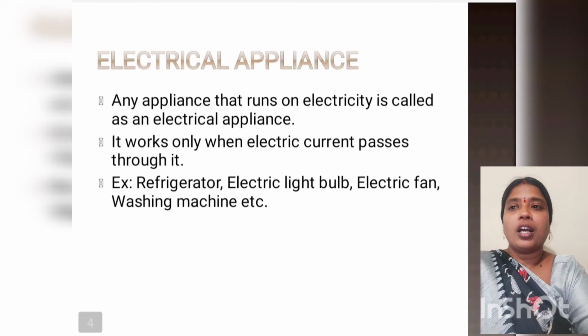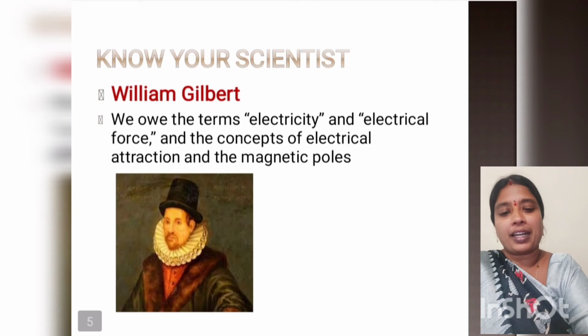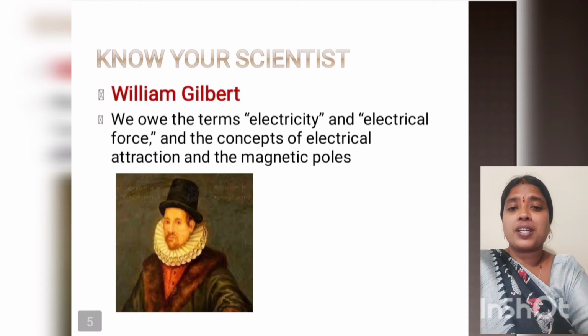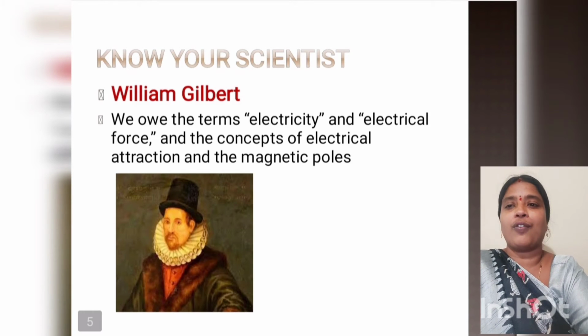Do you know that the word electricity was used for the first time by William Gilbert? Who was William Gilbert? He was a physicist who used the terms electricity and electrical force, and also the concepts of electrical attraction and magnetic poles. So this person gave us these terms, electricity and electrical force.